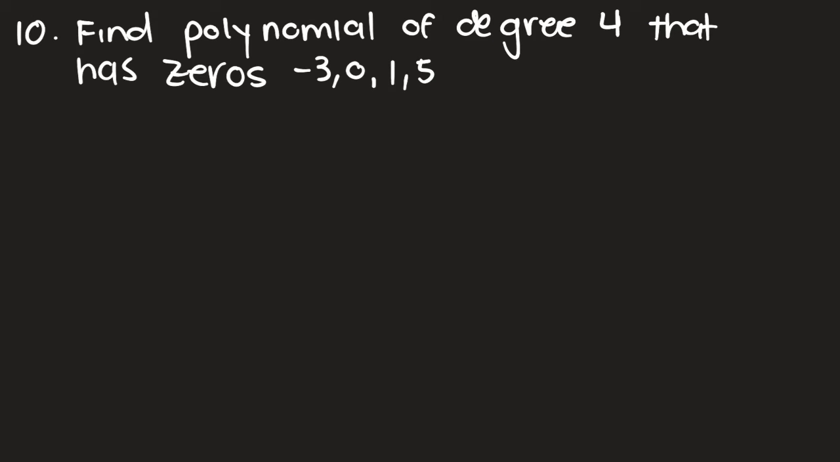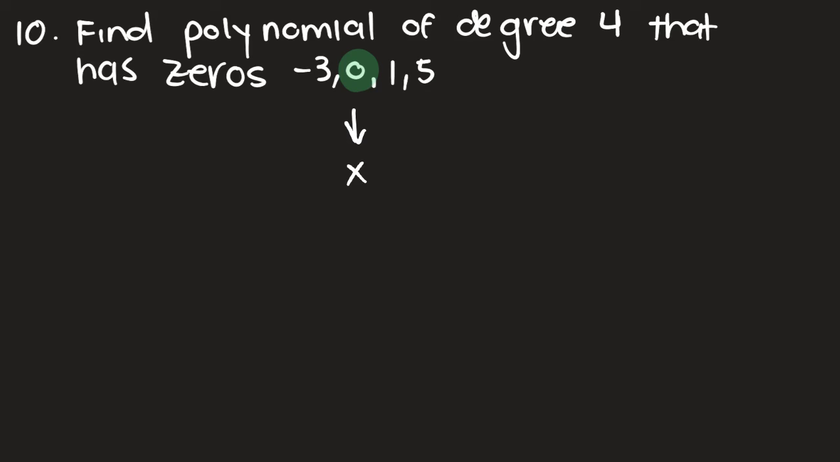So with number 10, I do want to find a polynomial that has degree 4, that has these zeros. Okay, if I have the zeros, I can work backwards and get the factors. Let's start off with this one. If I have a 0 at x equals 0, I know for sure that this factor is going to turn into just x. So this is just going to give me a factor of x.